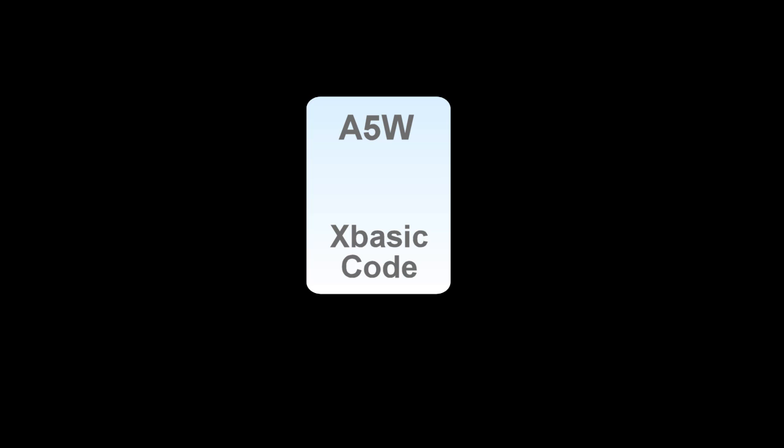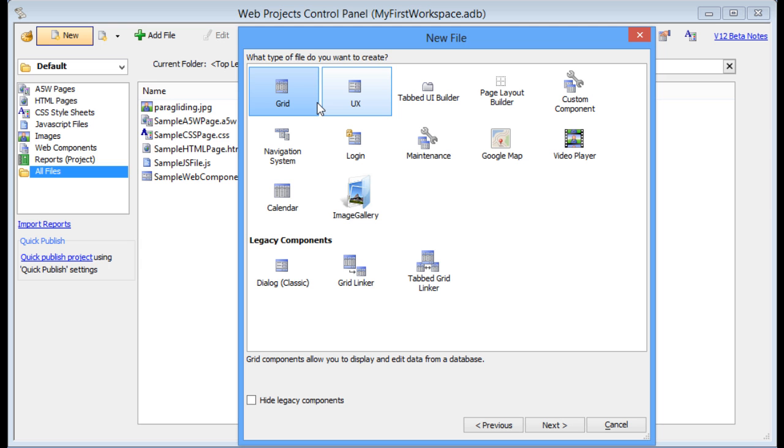Now, A5W pages can also contain something else, web components. Think of web components as the building blocks of your application. There are different kinds of web components that do different things. For example, if you want to put a form on a page where a user can enter data, you might use a grid component or maybe a UX component.